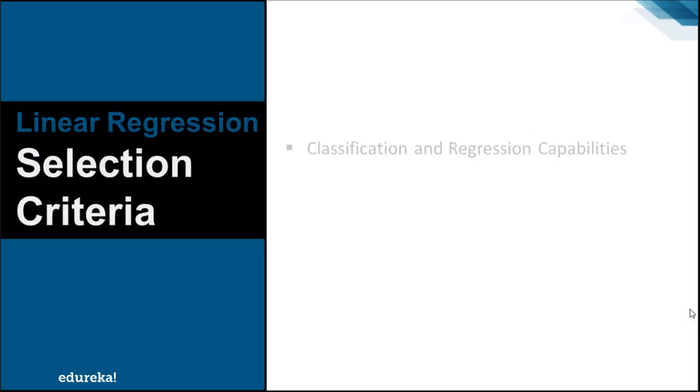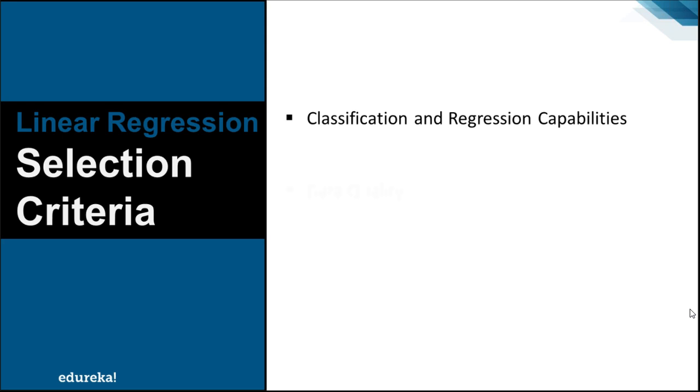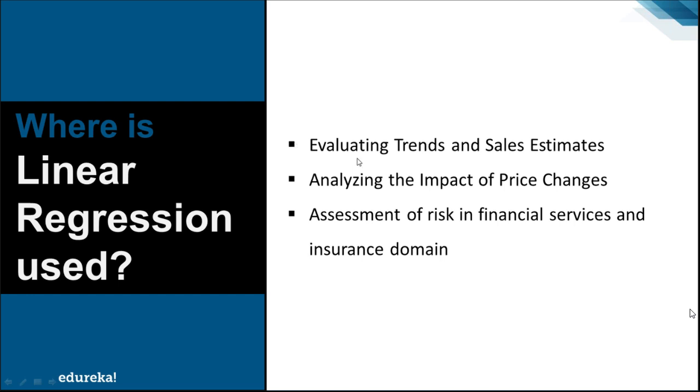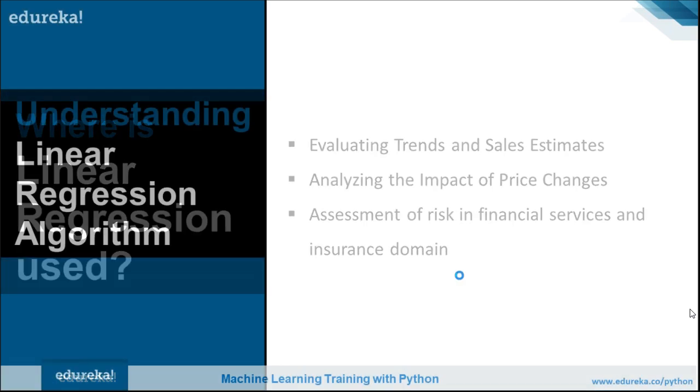So we have classification and regression capability. We will go quickly rather than discussing this. Let's see where linear regression is used. We will keep it short so that we can do the practicals as well. It can be used for evaluating trends and sales estimations, analyzing the impact of price changes, and assessment of risk in financial services and the insurance domain. These are a few places where it can be used. Wherever the output value can be anything with infinite possibilities, we can use linear regression.